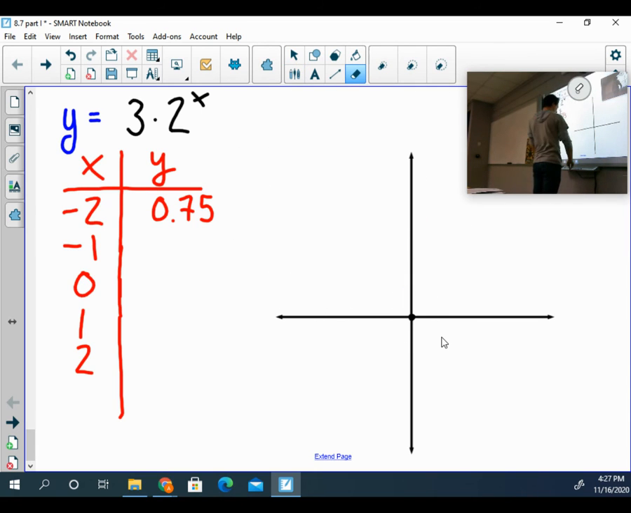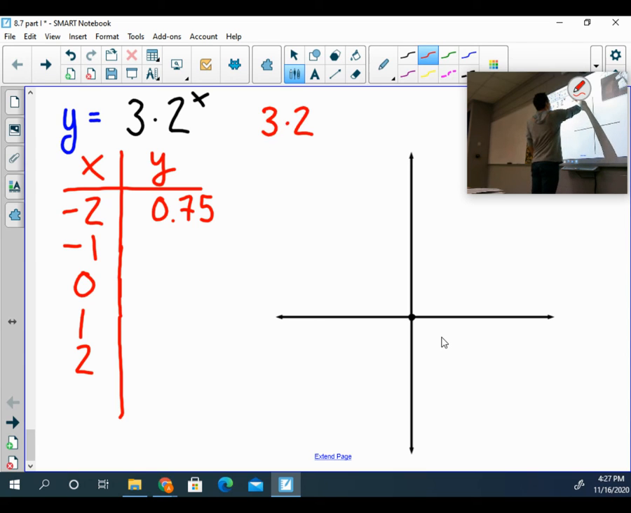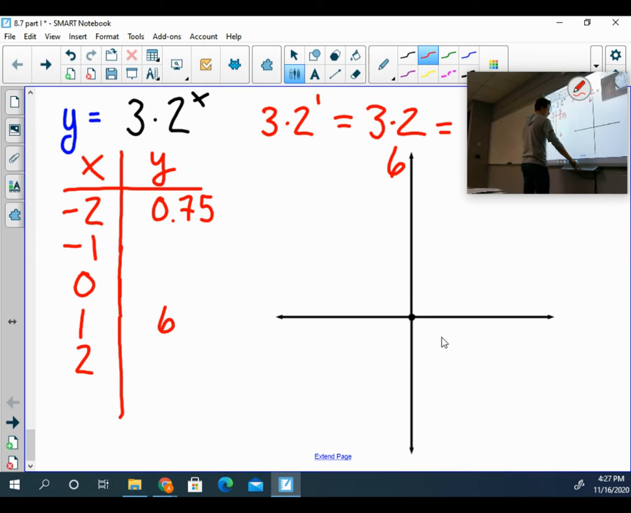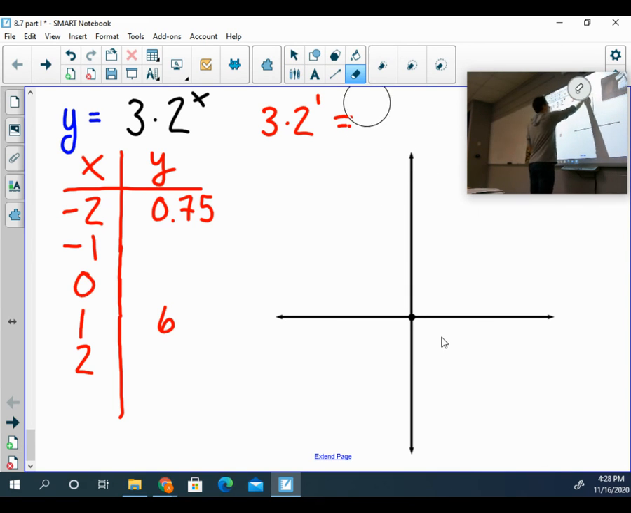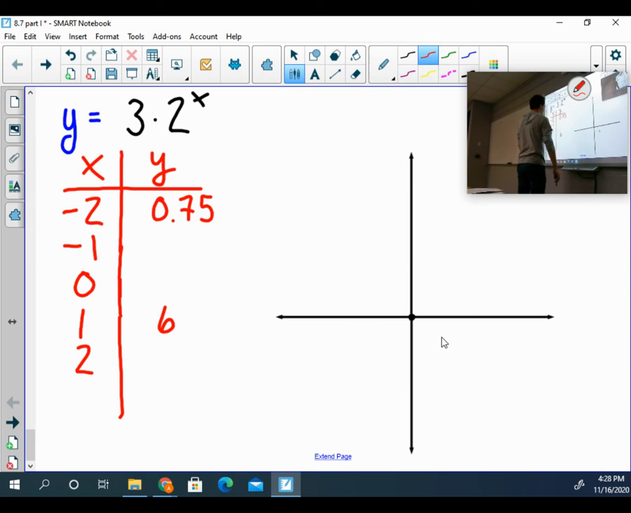On the other side of things, I maybe plugged in 1 for x. Again, you should be doing it for all these values. I'm just giving you a couple examples. It's pretty simple. I get 3 times 2, which is 6. Okay, if you struggled with plugging in your values, go ahead and pause the video and give it a shot. To finish out our table, what you should end up with is the following.